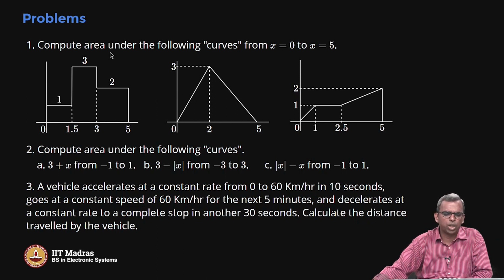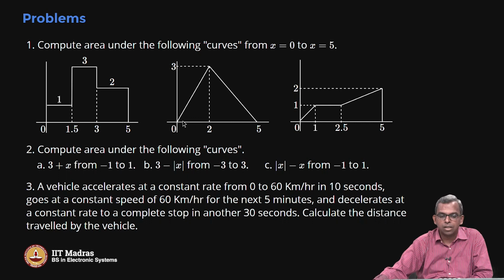Let me just quickly walk you through this first problem. There is a rectangle here, 1 into 1.5. There is a rectangle here, 3 into 1.5. There is a rectangle here, 2 into 2. So you add 1 into 1.5, that is 1.5, 3 into 1.5, that is 4.5, and then 2 into 2, that is 4. 4.5 plus 1.5 is 6. 6 plus 4 is 10. The answer is 10 here.